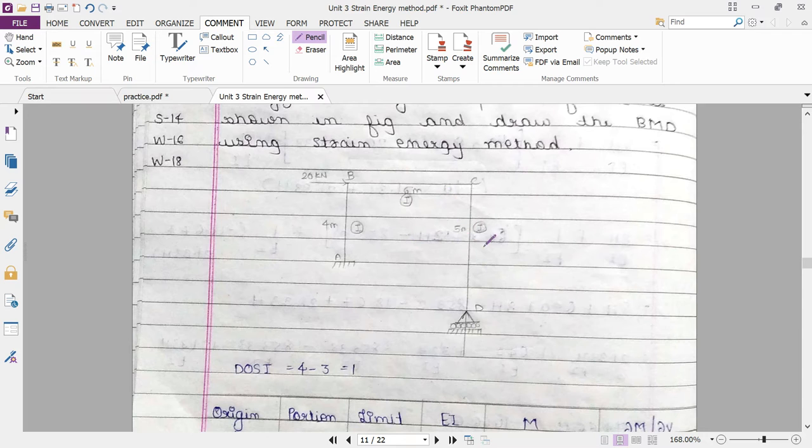All are having the same structural rigidity property, that is EI is constant. Span BC is 6 meter span.